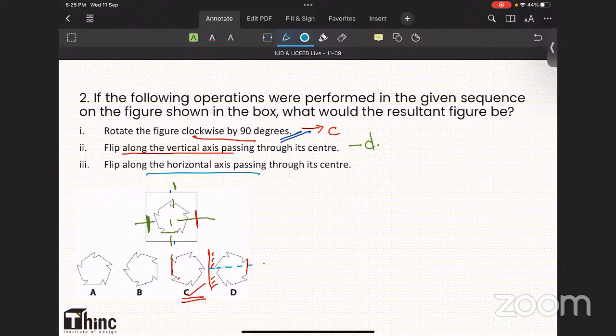So these portions will be going up and these portions will be going down. Okay, so the line will be on the right side itself. Since the line needs to be on the right side, you can remove two options. Now the doubt is between option B and D.